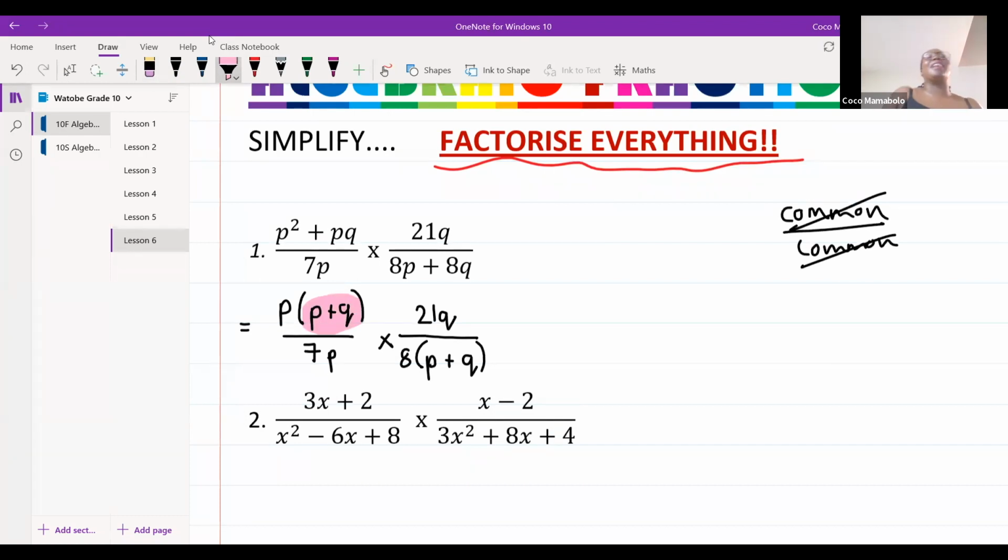Oh, I'm sorry, Unati. I'm so sorry. I will move a little bit slower. Okay. Write down this part that I'm highlighting now.